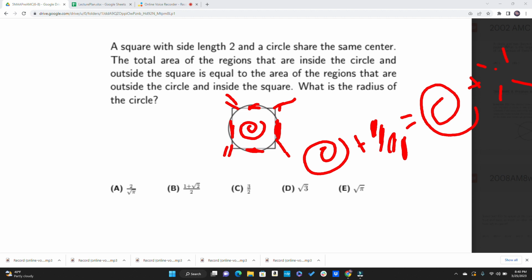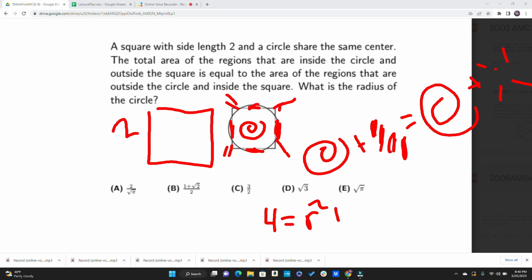We know the square has side length 2. That means its area is 4. And that's the same as the area of the circle. Remember, for a circle, area is radius squared times pi. Our circle has area 4. So solving, radius squared equals 4 over pi. Radius equals 2 over the square root of pi. And that's answer choice A.